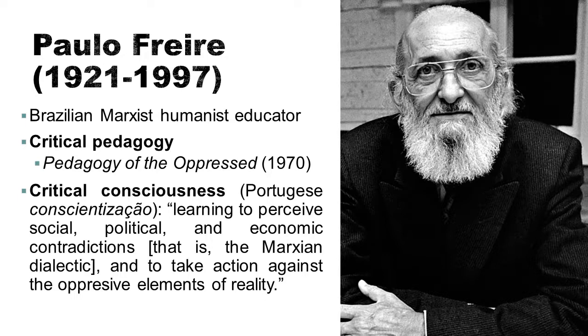Learning to perceive social, political, and economic contradictions, that is, the Marxian dialectic, as we've talked about, and to take action against the oppressive elements of reality. In other words, he recognizes this problem that the Frankfurt School has identified, this problem of a false consciousness or internalized oppression, cultural hegemony. The subordinate classes have actually embraced the values of the dominant class, and that's a bad thing because that undermines the possibility of liberation.